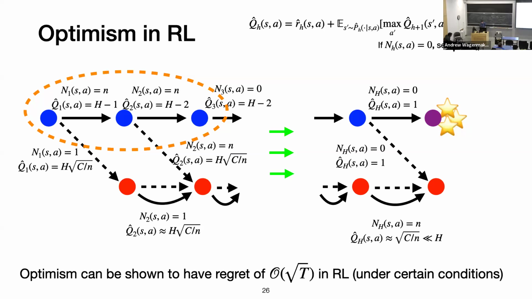Okay, and so if we do this, we can show that under various conditions, the regret of optimism in RL scales as square root of T, which is again optimal. So optimism is, again as was pointed out, unclear how to do with continuous actions and things like that, but under some conditions, it's optimal.